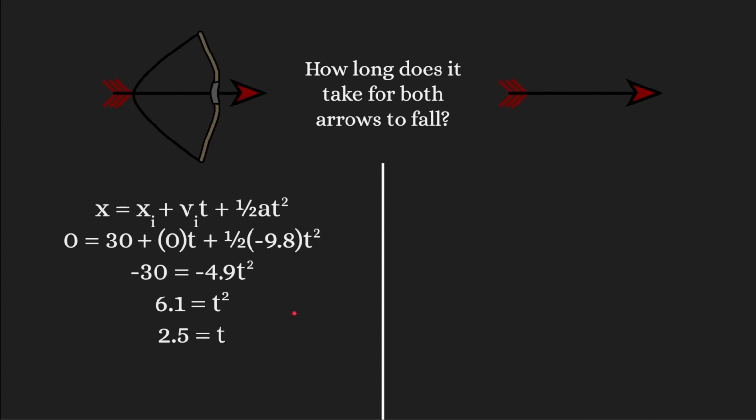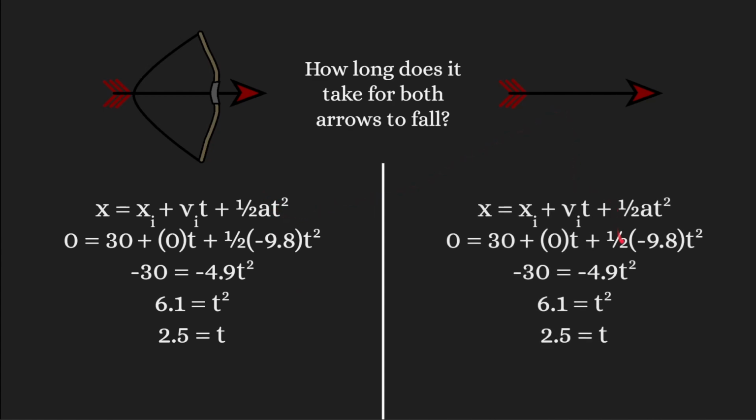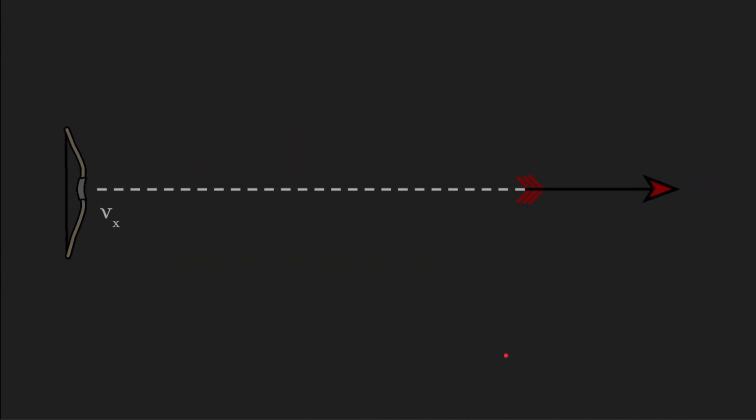ground. Now let's use the same equation for the arrow that wasn't launched. And if we plug in everything and simplify, we also get 2.5 as our time. They both fall at the same rate and hit the ground at the same time. The math proves that regardless of how much velocity the object has in the x direction, all objects will still fall at the same rate of gravity.